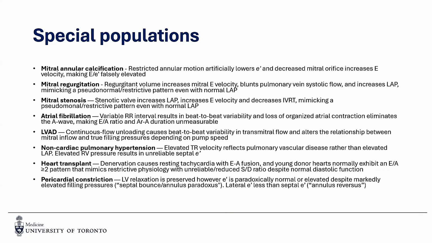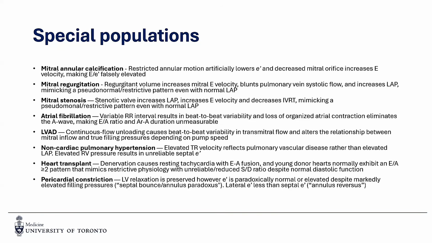In people with LVAD, there's a continuous unloading of the left ventricle, and it is also represented by increasing beat to beat variability in the transmitral flow. So the relationship between mitral inflow and true filling pressures is not truly dependent on the myocardium, but instead dependent on the pump speed. In people with non-cardiac pulmonary hypertension, the elevated TR velocity is going to be a reflection of the pulmonary vascular resistance and the pulmonary vascular disease intrinsic to the pulmonary circulation rather than elevated left atrial pressures. People with heart transplant, you can have denervation that causes tachycardia and the issues of E to A fusion and the augmentation of the A wave, which we talked about earlier.